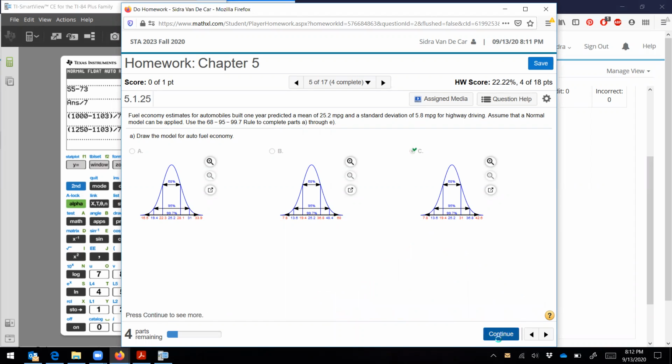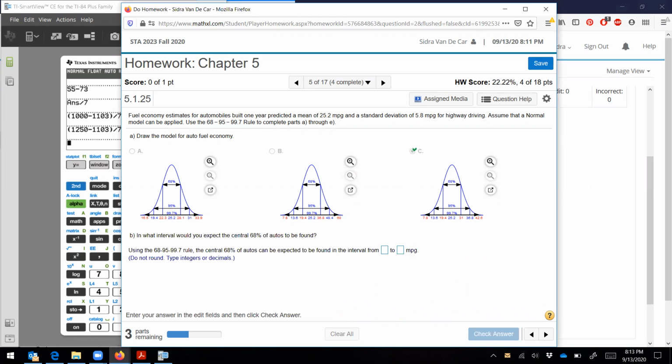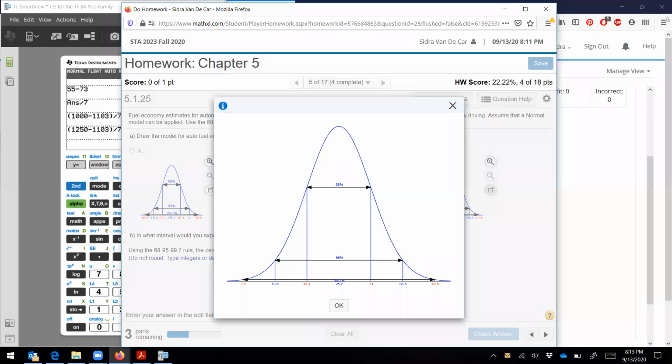Once we have that, in what interval would you expect to see the central 68% of autos to be found? So notice that our central 68 is between the 19.4 and the 31. That's the one standard deviation up or down. So 19.4 to 31.